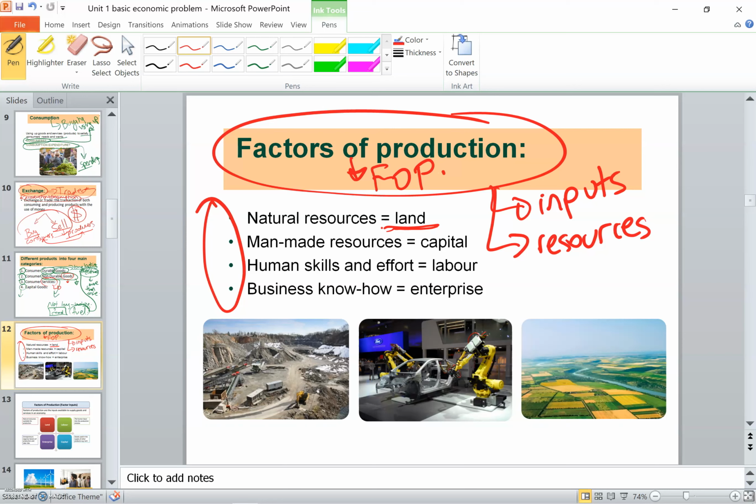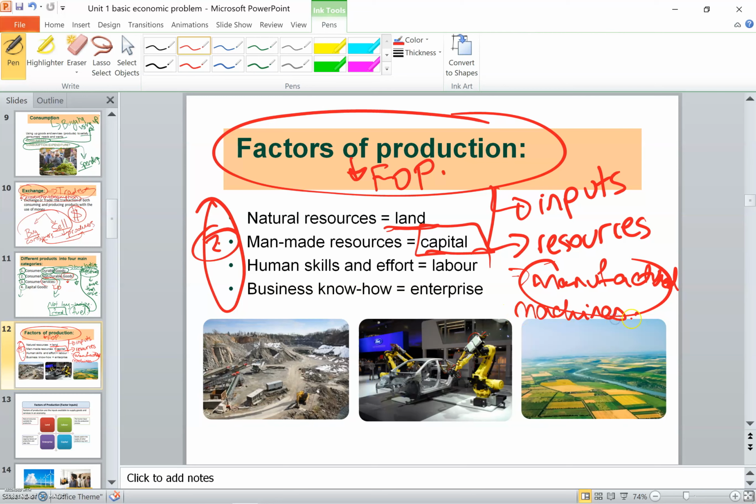The second one that I would be explaining would be capital. Capital means all the man-made or manufactured resources. So they are not found naturally. People make them in order to produce goods and services. Capital is capital goods. When I'm talking about capital, I'm talking about all machines or equipment used in production and also buildings. Okay, the building, the premises itself. These I consider as capital.